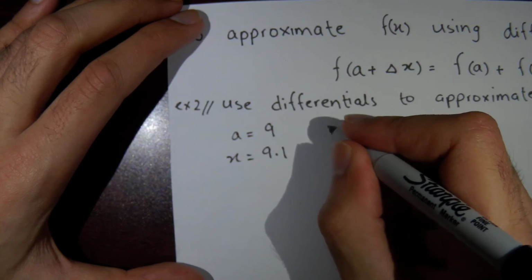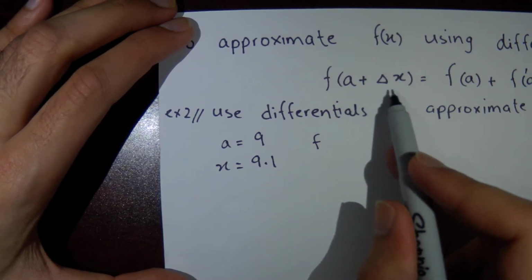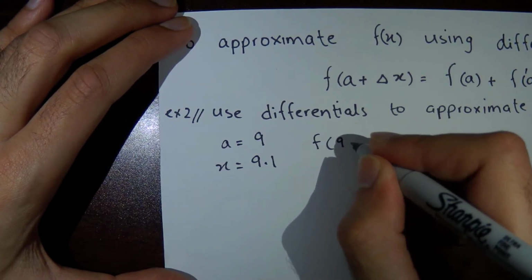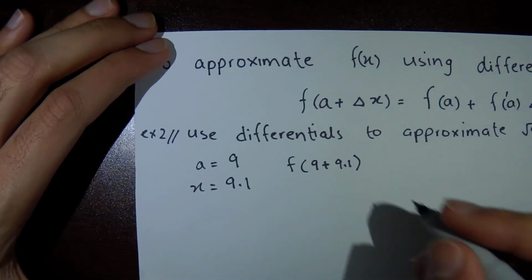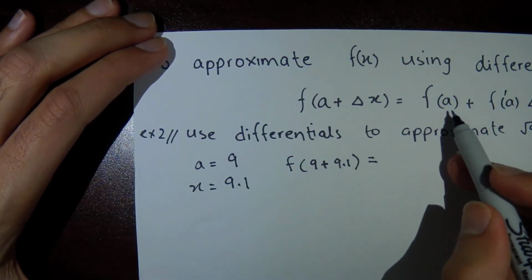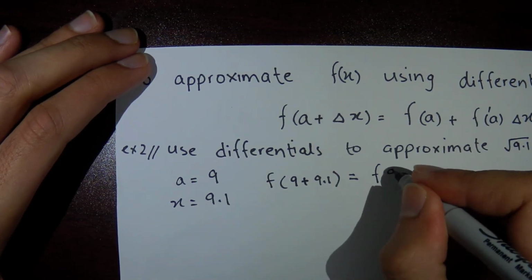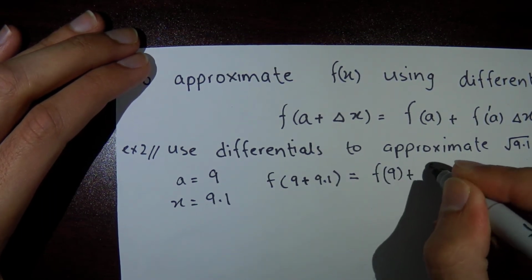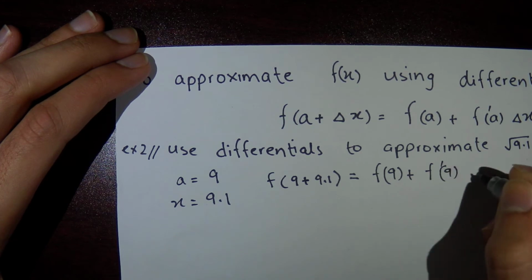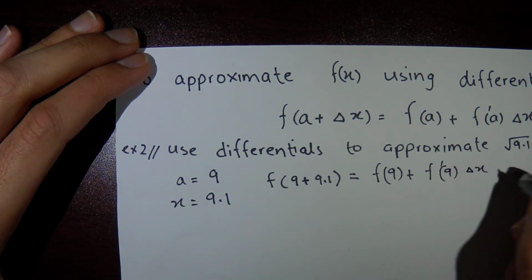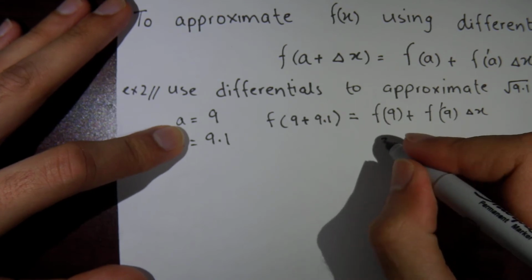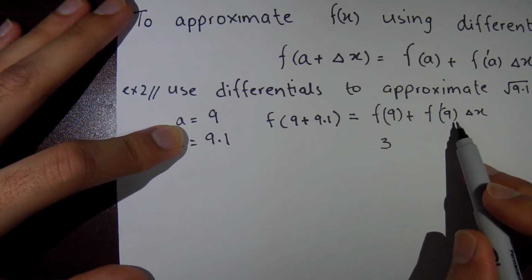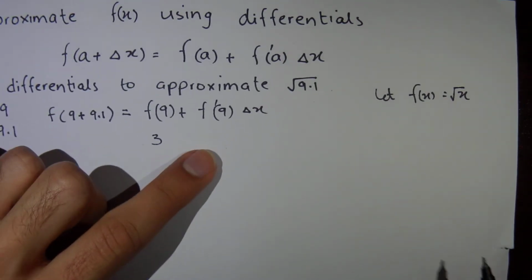So f at a plus delta x, 9 plus 9.1, is equal to f at a, f at 9, plus f prime at 9, times delta x. f at 9 we know is equal to 3. f prime at 9 we still have to compute, so let's do the derivative right here.